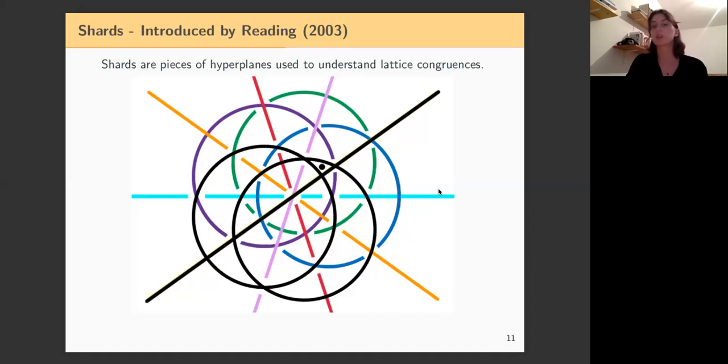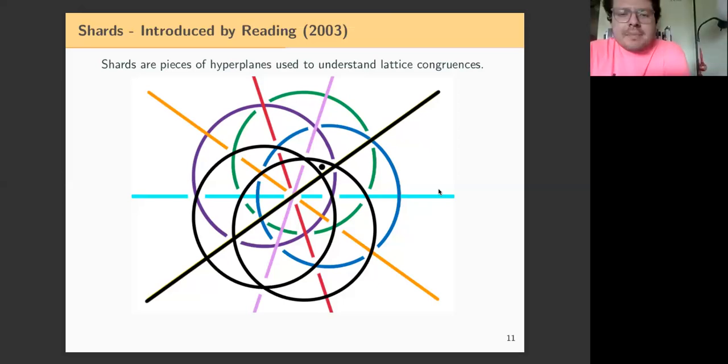Should I explain the shards again, or maybe just quickly, okay?